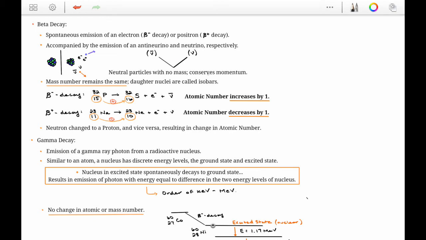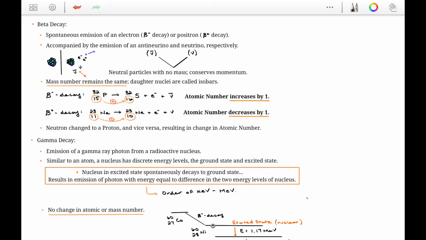And these are emitted to conserve momentum in the system. And so what you need to know about beta decay is that the mass number remains the same. So we have a beta minus decay, which corresponds to an electron, and we have the beta plus decay, which is the positron. And we have two examples of that.